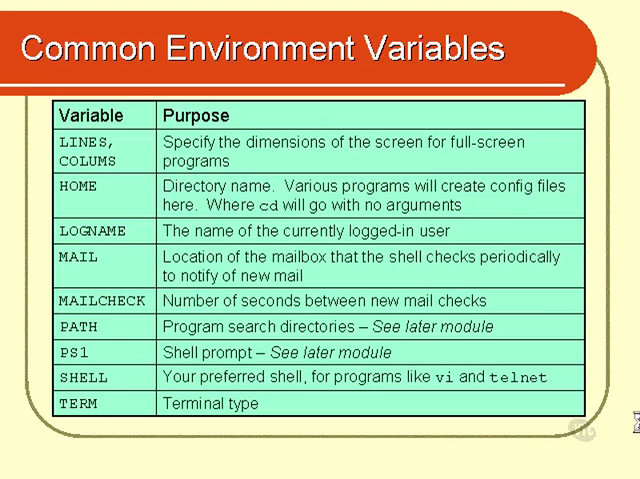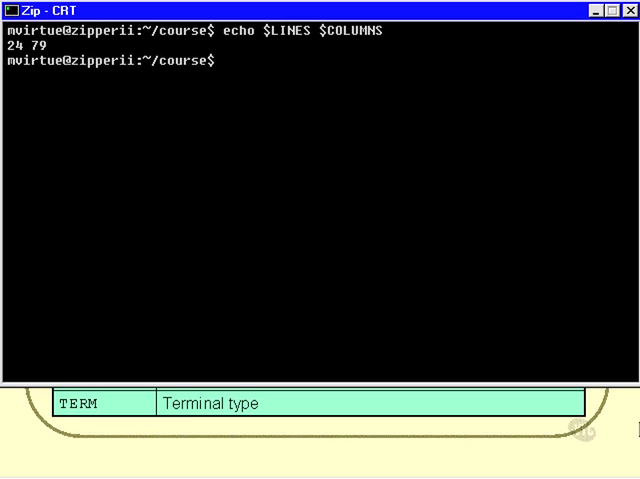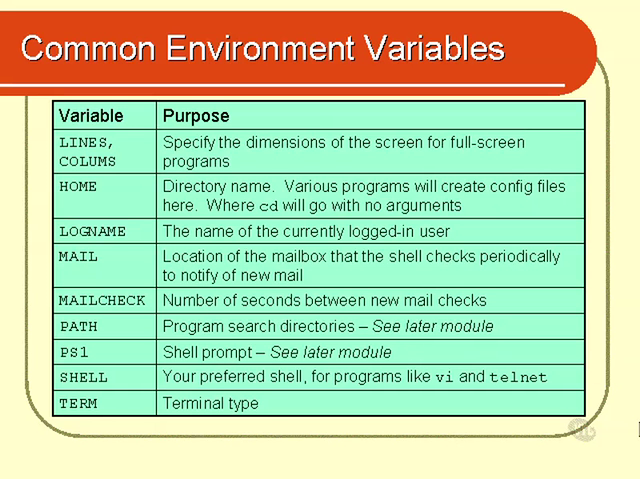Lines and columns are two environment variables that contain the number of lines and the number of columns on your current terminal. Let's have a look at the values of both of those. And you can see that I've just echoed the values, both of them out, and I have 24 lines and 79 columns. The variable called home is the name of the directory that is your home directory.